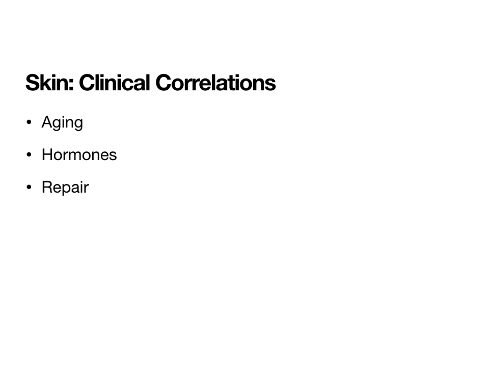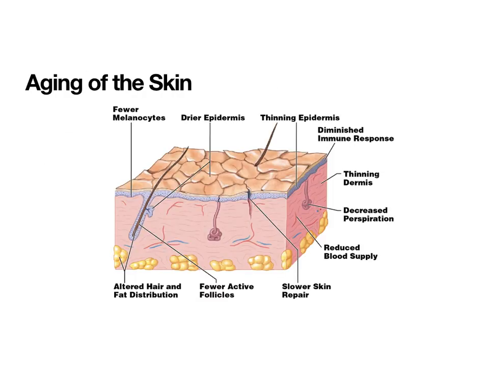All right, so with our skin, we have some clinical correlations that we're going to cover. Our three separate ones are aging, hormones, and repair. So aging of the skin, we're going to start on the upper left-hand side and work our way around this cross-sectional image of the skin.